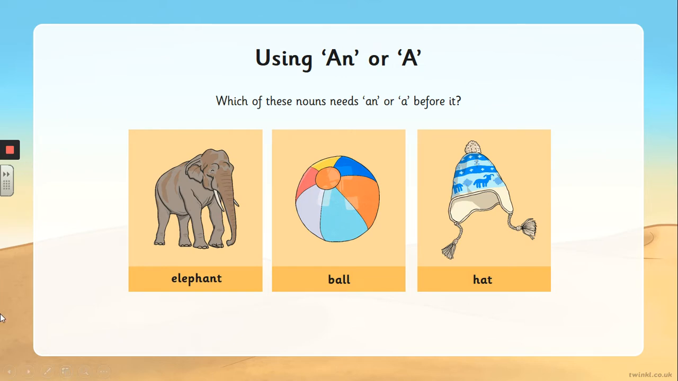So if we have a look, for elephant, we would use an. You'd say, I saw an elephant at the zoo. For this one, I'd say, I bounced a ball. I am wearing a hat. So the only one here which I would use an for is elephant. Why do you think elephant is the only one which we would use an for and not a? I want you to hold that in your head and have a think. You might want to pause so you can think of a sentence to explain why you think elephant is the odd one out before we move on to why.